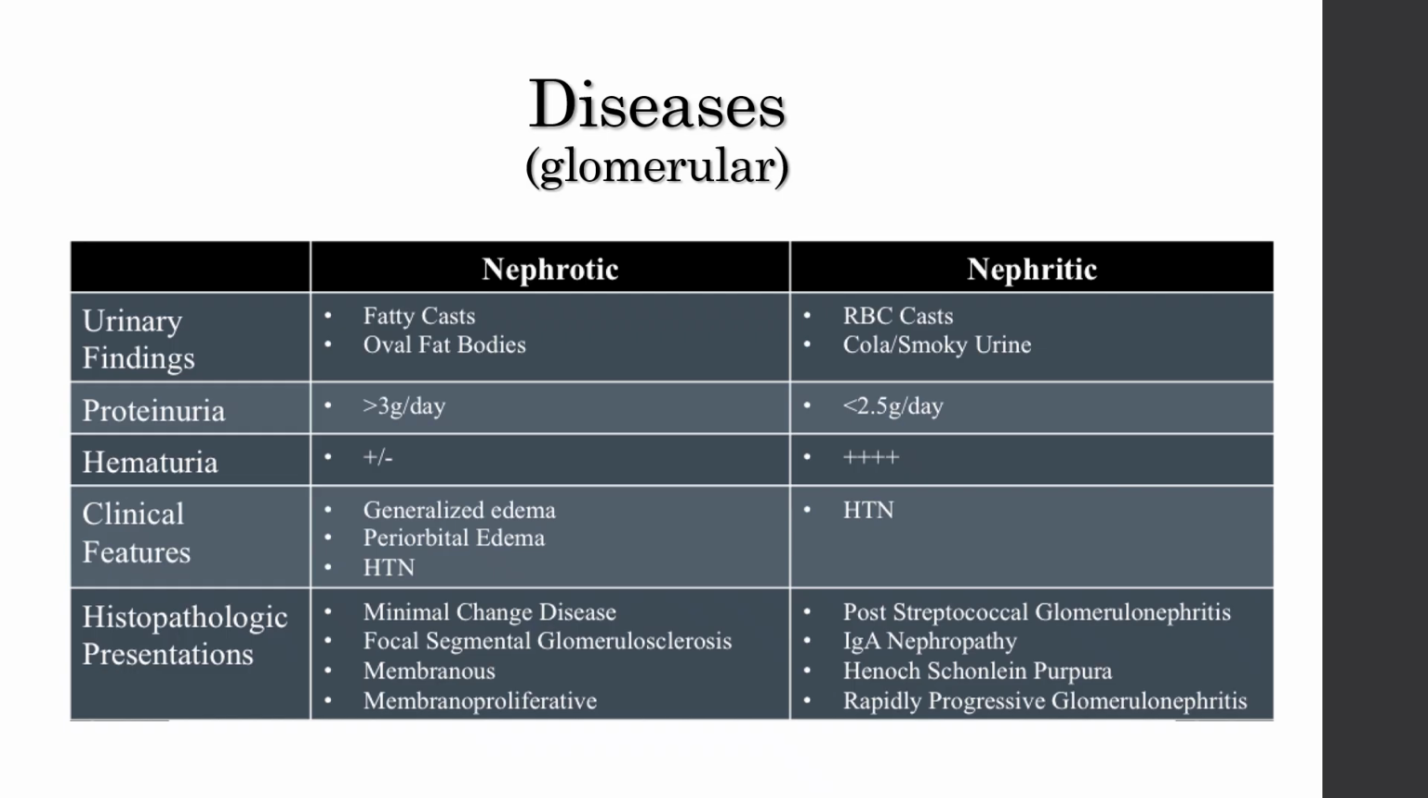Nephritic syndrome, this one is an inflammatory problem. Here, the glomerulus is so inflamed that red blood cells are escaping. So key features would be hematuria, red blood cell casts, smoky or cola-colored urine, and lower levels of proteinuria, so less than 2.5 grams a day, and hypertension.